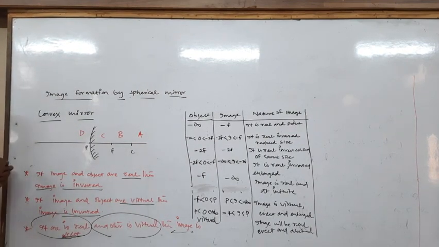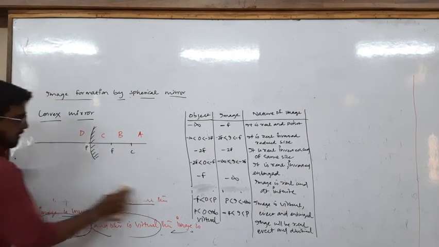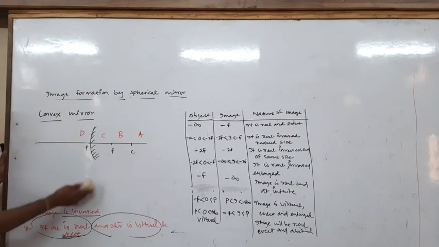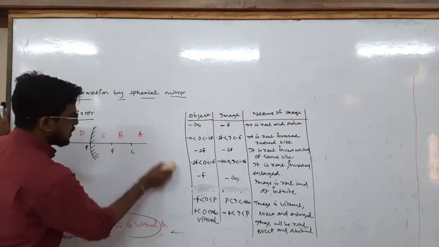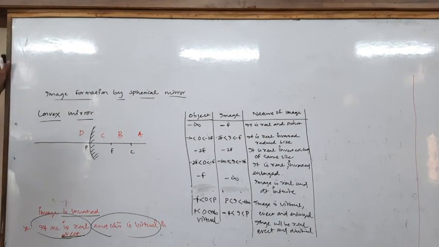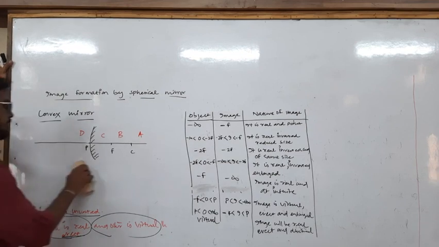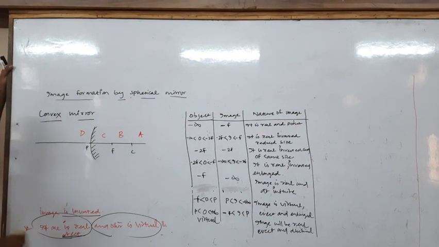Clear? And when the image is enlarged in comparison to the object, or the image is diminished or reduced in size in comparison to the object, you can derive it from this region. If the object is at a smaller region and the image is at a larger region, then the image will get magnified or enlarged in comparison to the object. If the image is at a smaller region and the object is at a larger region, then the image will get reduced in size in comparison to the object.